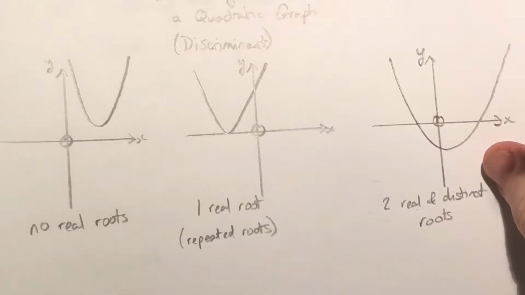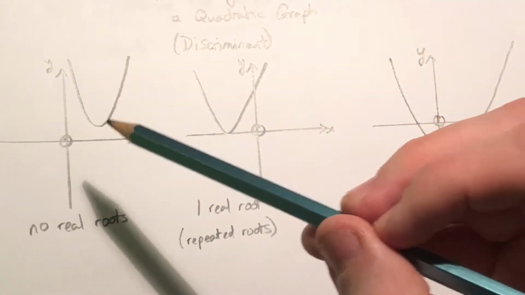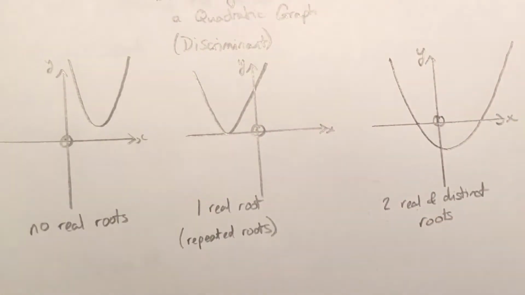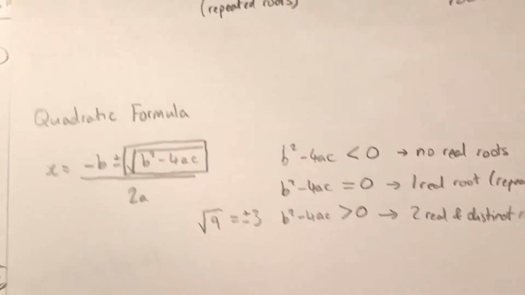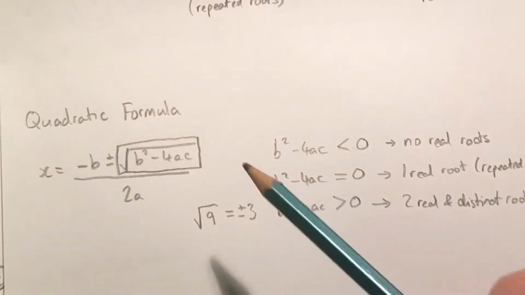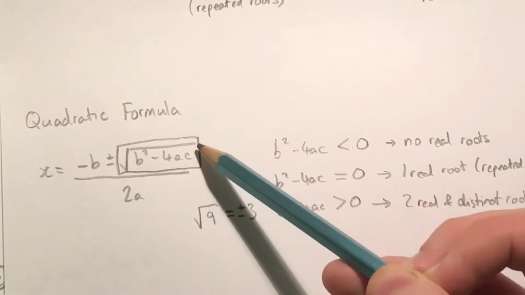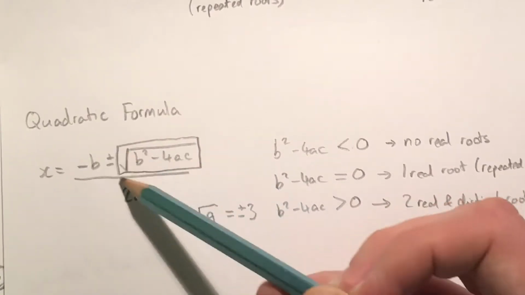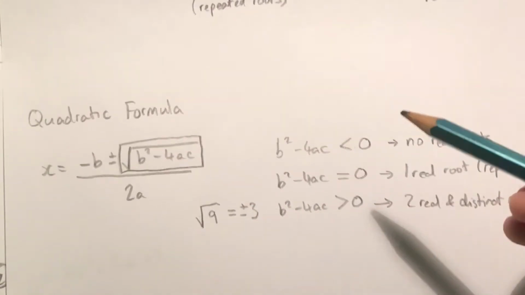Now the way in which we can determine what shape we're going to have here, whether it's going to be no real roots, one real root, or two real and distinct roots, is by contemplating the quadratic formula, which we discovered in a previous video. In the quadratic formula, there is one bit that stands out, and that is this bit here. It's the square root of b squared minus 4ac.